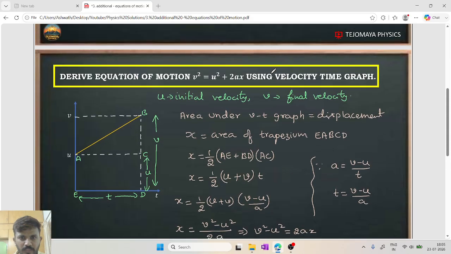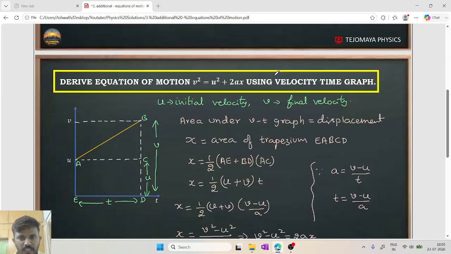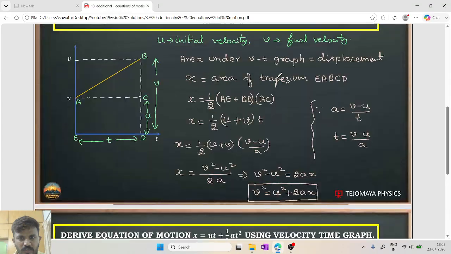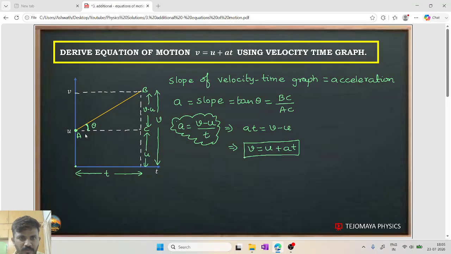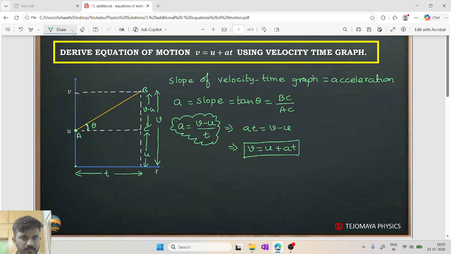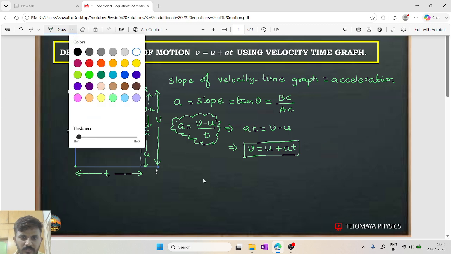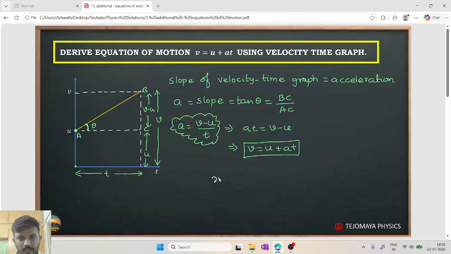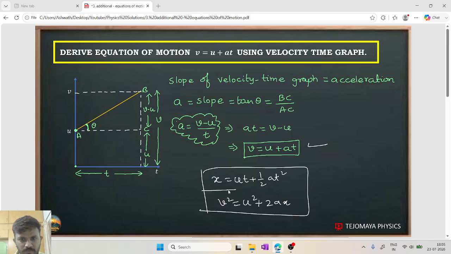So these are the three equations of motion. If I write them together, we will get three equations. They are x is equal to ut plus half at square, v square is equal to u square plus 2ax, and the last one is this and this one. Okay now.